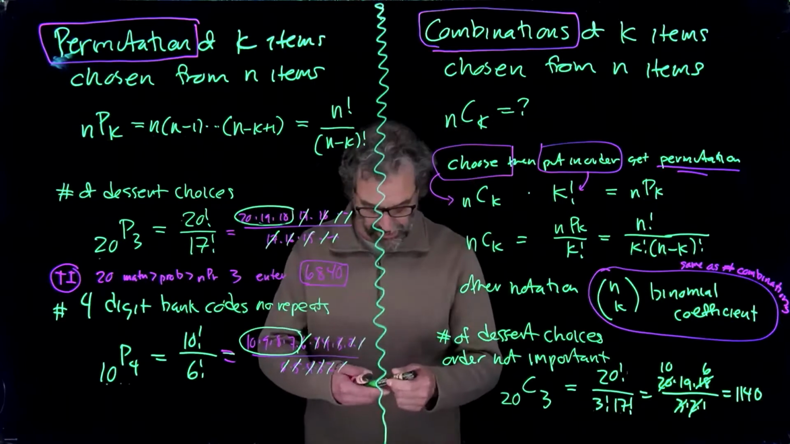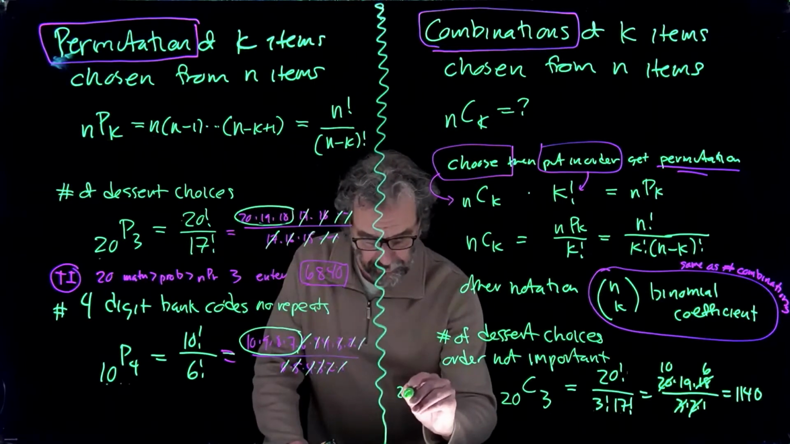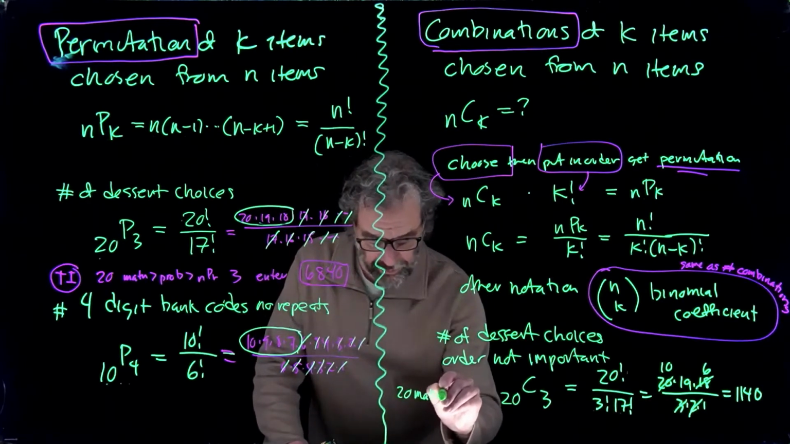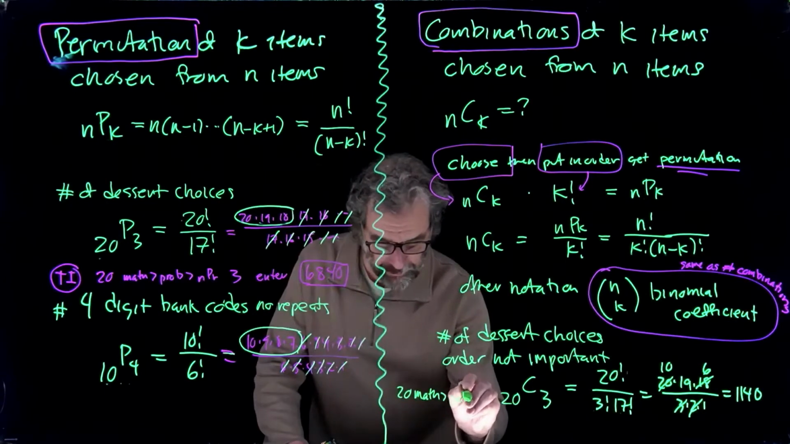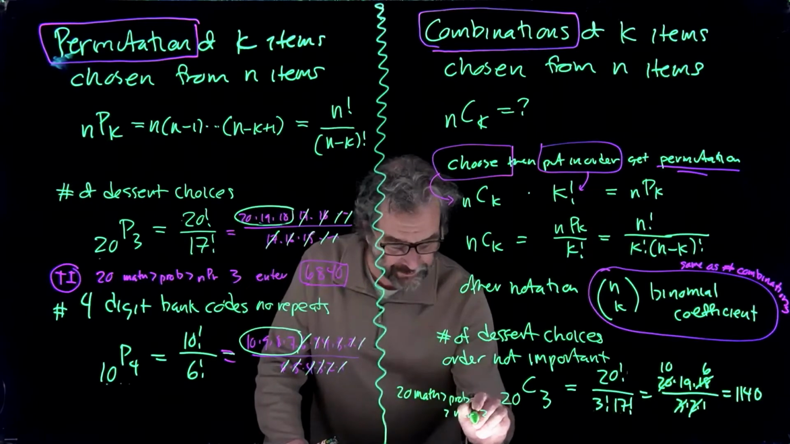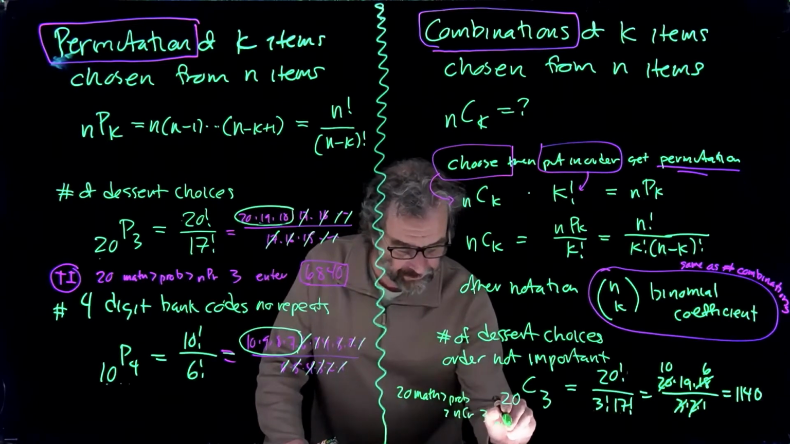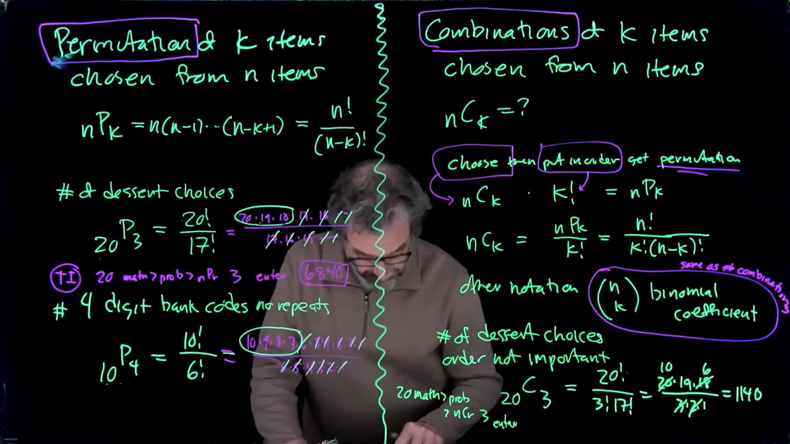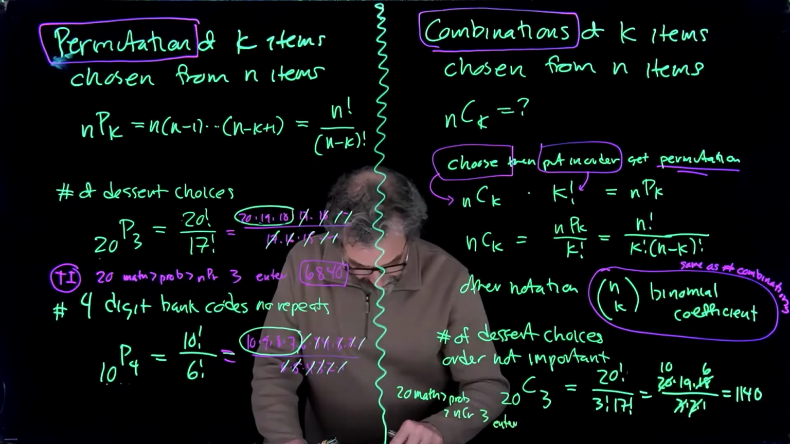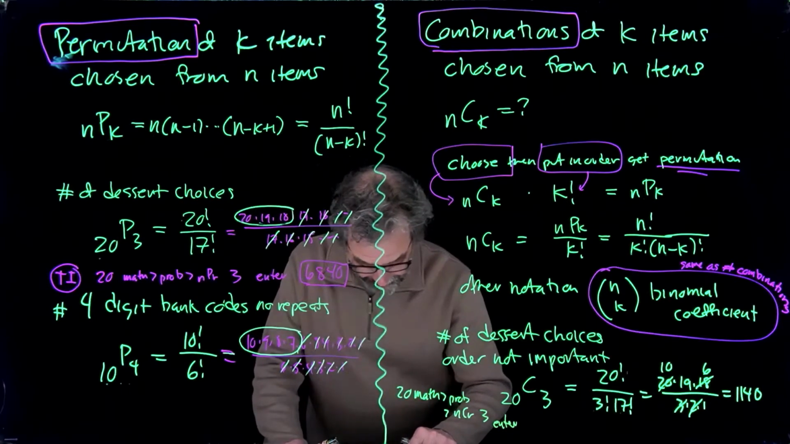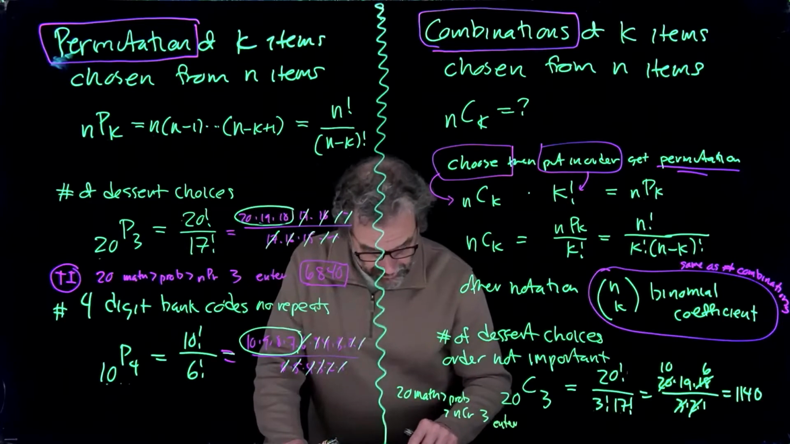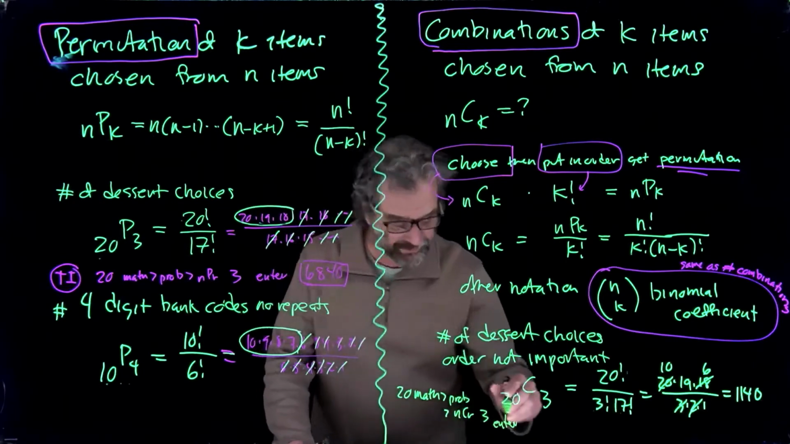And we could also get that by going like this. We go 20, math, prob, then we go nCr, and then we type 3, and then we hit enter. I'll do it here. So 20, math, prob, nCr, hit 3, hit enter, 1140.